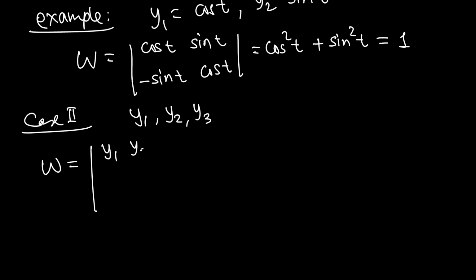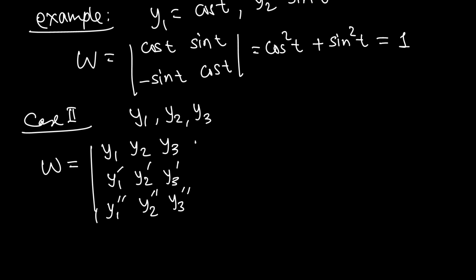So y1, y2, y3 in the first row, their first derivatives in the second row, and their second derivatives in the third row. So this is y1, y2 double prime, y3 double prime. Now we need to evaluate this 3 by 3 determinant. If you have taken a linear algebra course, then you already know how to evaluate it. Otherwise you can do the following.